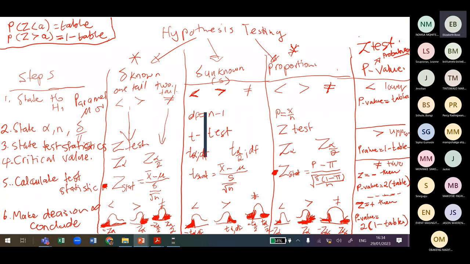You need to know how to identify whether the population standard deviation is given or not, whether you are given the sample, and whether you're doing the hypothesis testing for the proportion. And this also goes to what we did last time in terms of the confidence interval, because there are three scenarios that these things can happen.